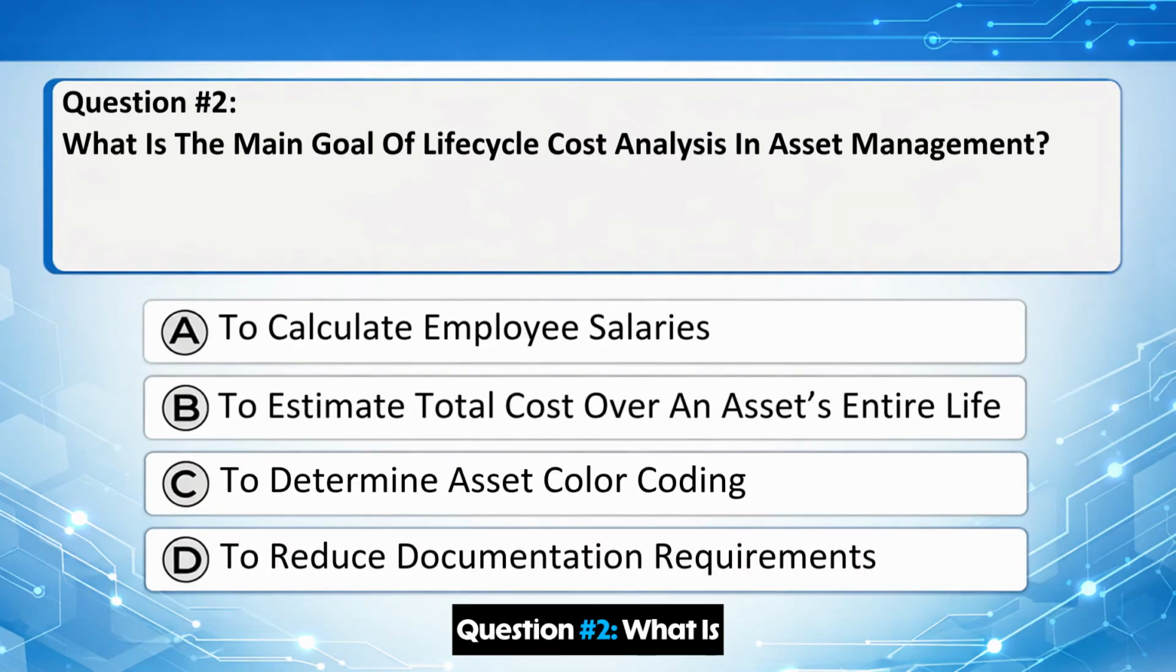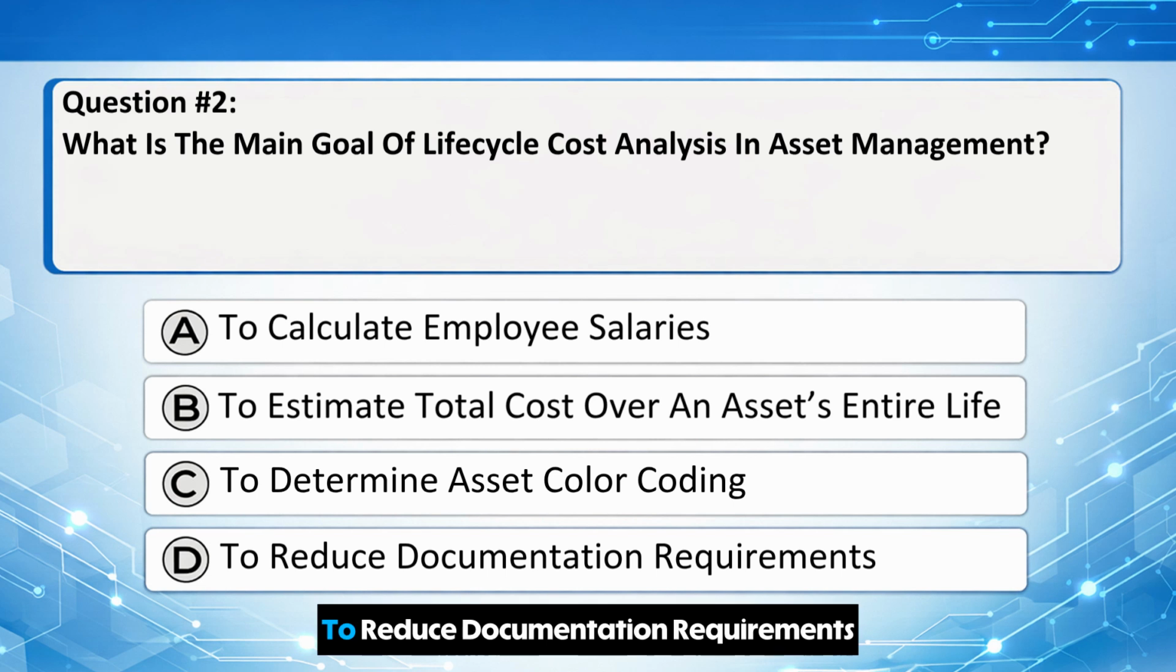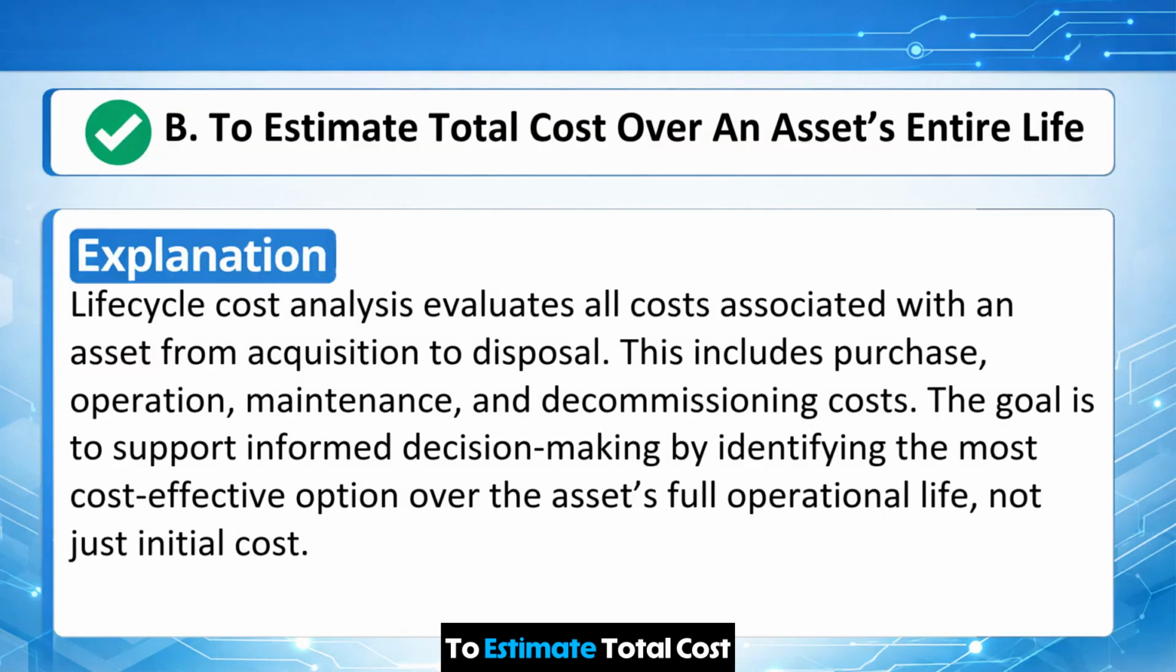Question number 2. What is the main goal of life cycle cost analysis in asset management? A. To calculate employee salaries. B. To estimate total cost over an asset's entire life. C. To determine asset color coding. D. To reduce documentation requirements. Correct answer, B. To estimate total cost over an asset's entire life.